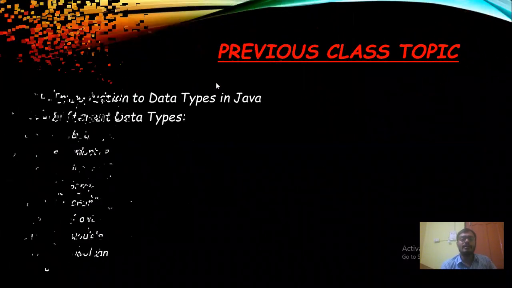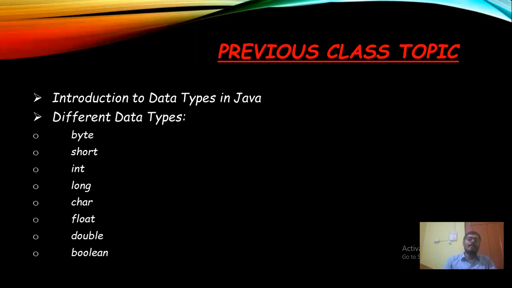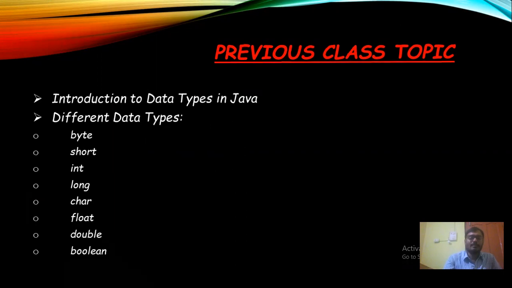I have discussed different data types like byte, short, int, long, char, float, double and boolean. I've explained what their use is and how much size they take in the computer memory, and when you have to use byte, int, long, char, float and double, and I have explained its meaning also, why you use these types of data types.